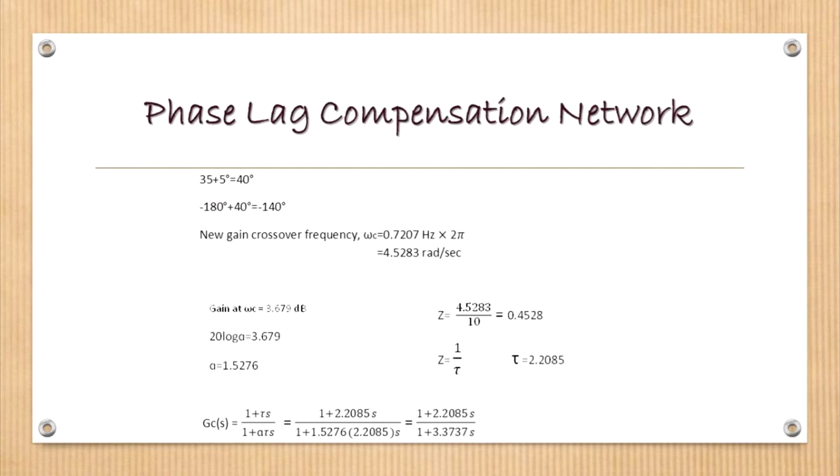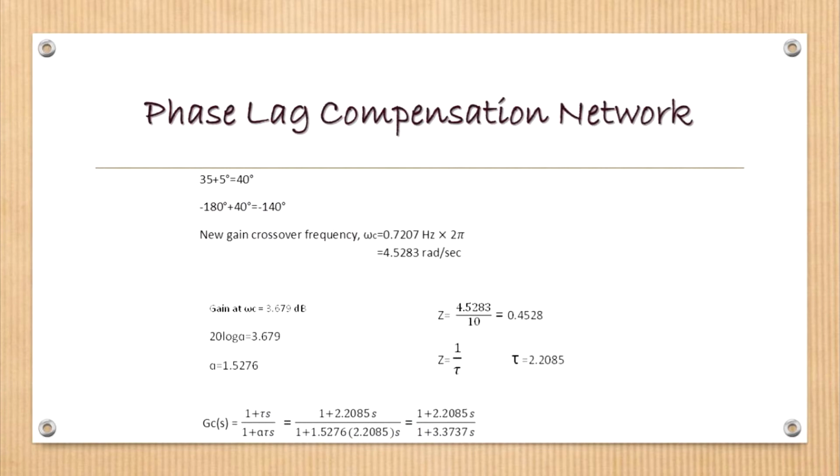To design the lag phase network, we will find the new phase margin, which is negative 140. The new gain crossover frequency that we get is 4.5283 radian per second. And the gain that we get is 3.679 decibel. The zero value that we get is 0.4528. Alpha value is 1.5276. The tau value that we get is 2.2085.